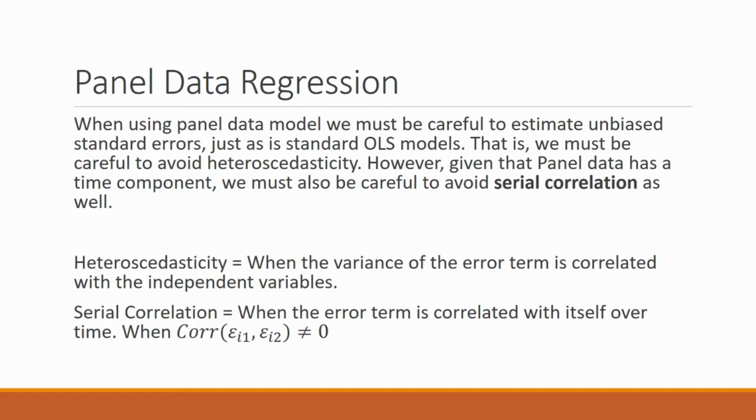However, given that panel data has a time component, we must also be careful to avoid serial correlation as well. So heteroscedasticity is when the variance of the error term is correlated with the independent variables. We've talked about that before. Serial correlation is when the error term is correlated with itself over time. We're not going to talk extensively about serial correlation, but we just need to remember that because there's a change in time, there's an additional component of possible bias in our standard errors that we need to control for.